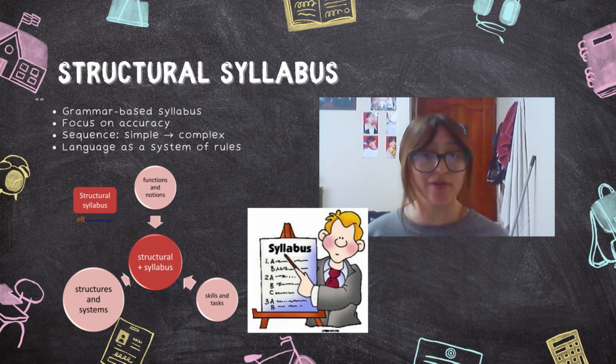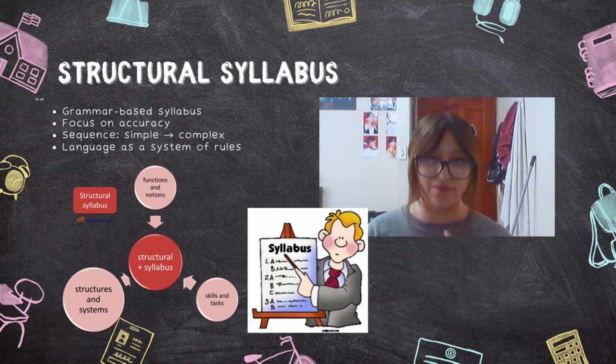In this part, I will explain two types of syllabus used in English teaching, the structural syllabus and the situational syllabus. The structural syllabus is based on teaching grammar structures from simple to more complex. Its main focus is accuracy. In our sample, students learn the simple past tense. The objective is that students can describe past events correctly.